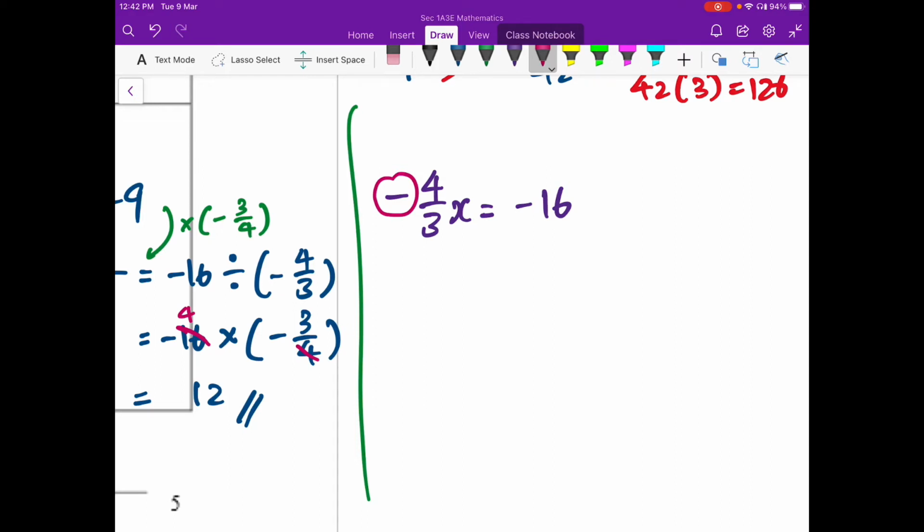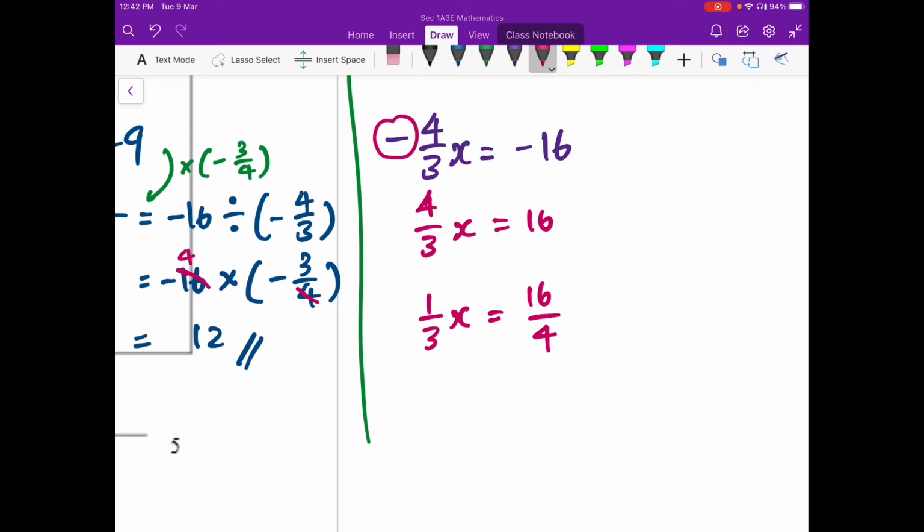Okay, let's do that first. So 4 over 3x equals to 16. That's the first step. How do I remove a 4 multiplied by something? You divide the 4 away. So now we have 1 over 3x equals to 16 over 4. We divide by 4 on both sides. And finally, how do you get rid of the 1 over 3? You multiply by 3. So x equals to 16 over 4 times 3.